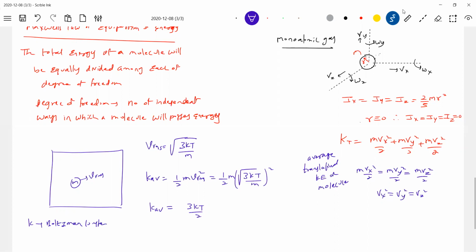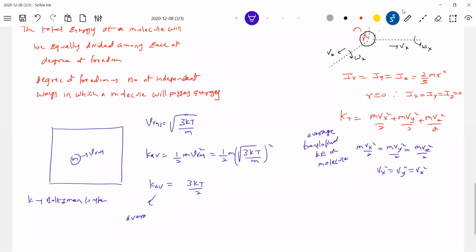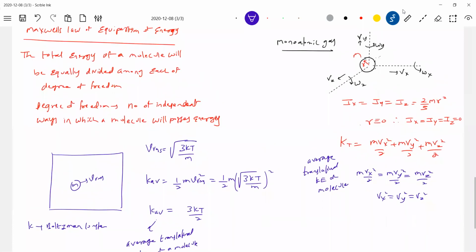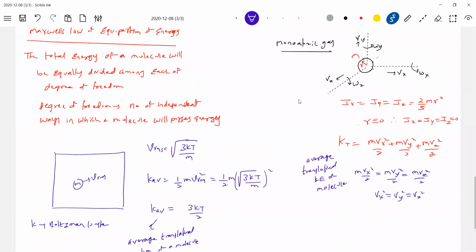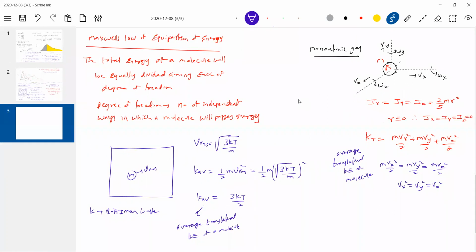Now, according to Maxwell's law of equipartition, what is it telling? The total energy of a molecule will be equally divided among each degree of freedom. So what is the total energy of the molecule now? 3kT by 2. And what you should call this is average translational kinetic energy. Already I have shown like this. Here I'm bringing it once again, I'll call average translational kinetic energy of a molecule. According to Maxwell's law, that energy will be equally distributed among each degree of freedom. What is the total average translational kinetic energy of a molecule?